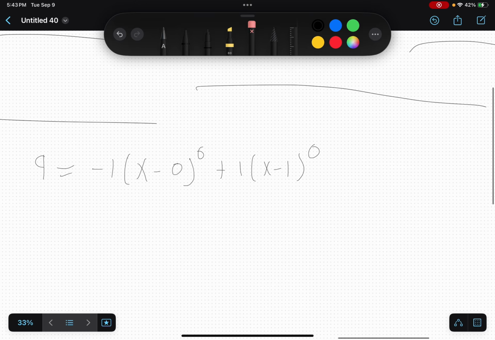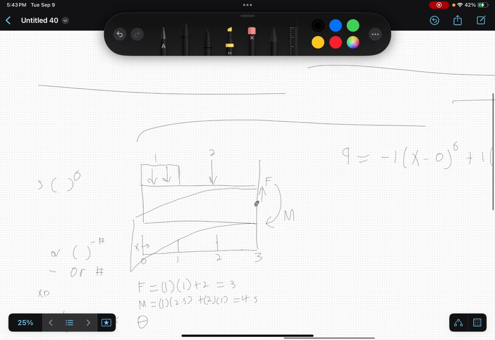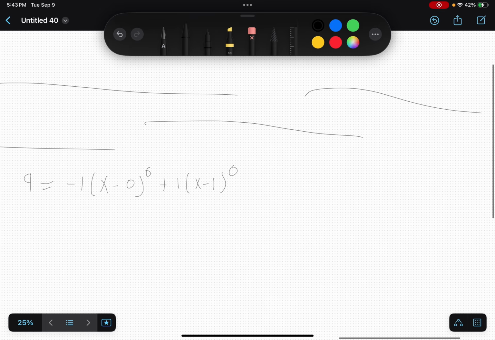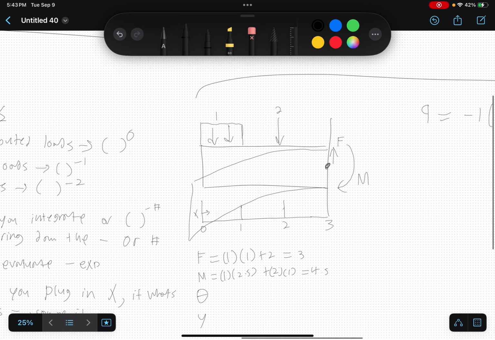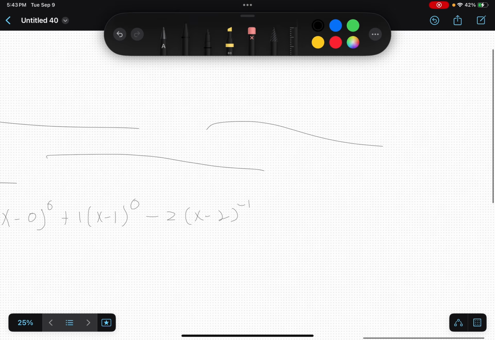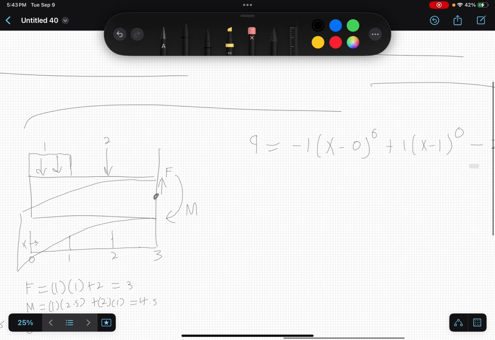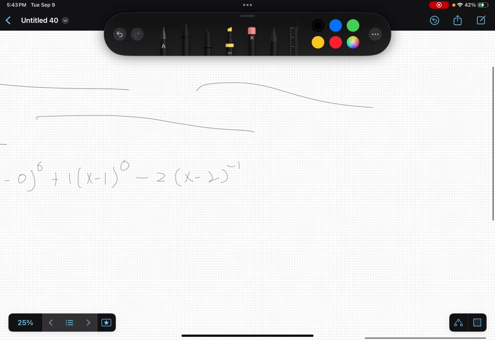Okay. Next, we have the point force of 2. It's a minus because it's pointed down. And point loads are -1. And then we've got a reaction force that points up.